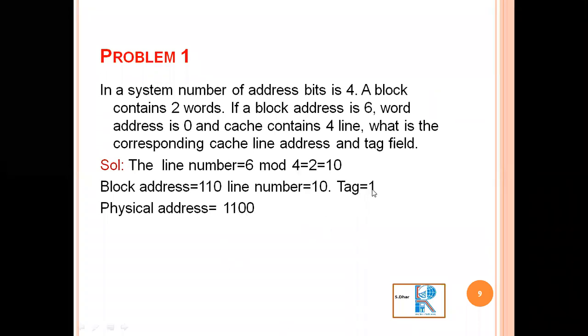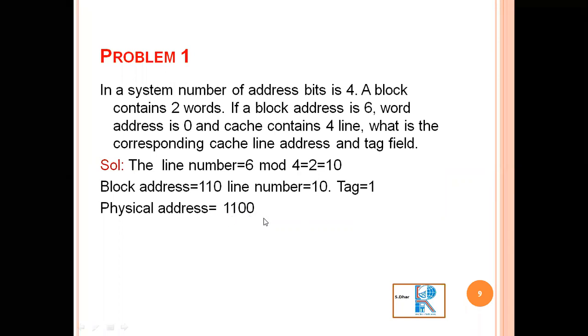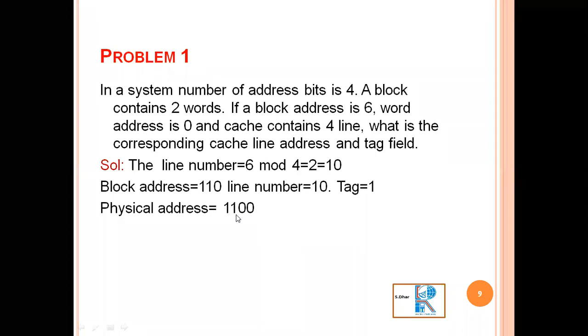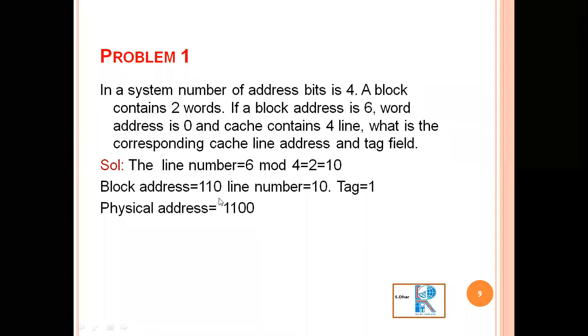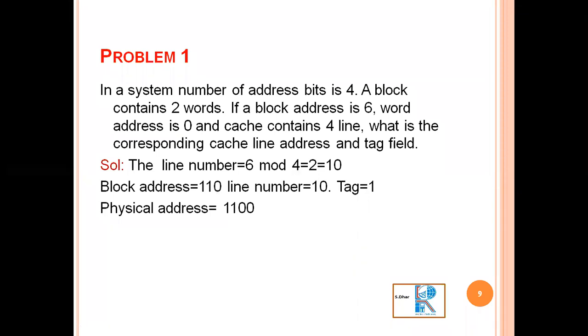Clear? What is the tag field? Tag field is 1. I put 1 here. That means the original physical address of the data is 1100. This is the original physical address. This is divided into block address 110 and word address 0. Okay, block address 110, word address 0.